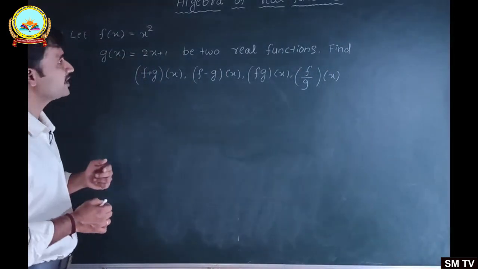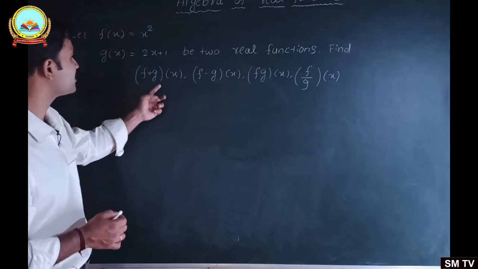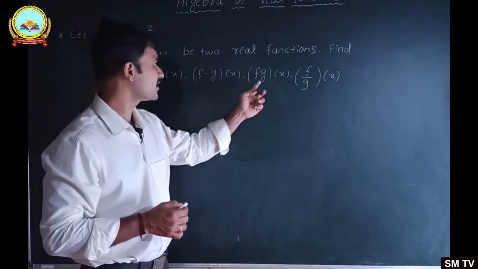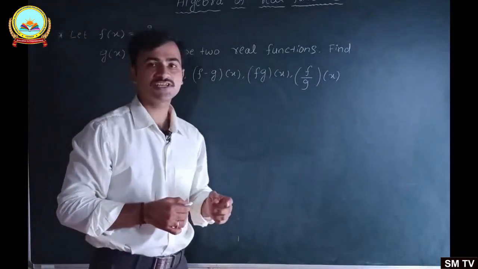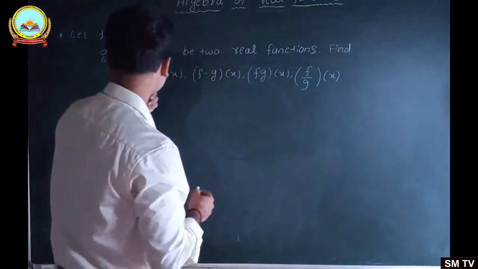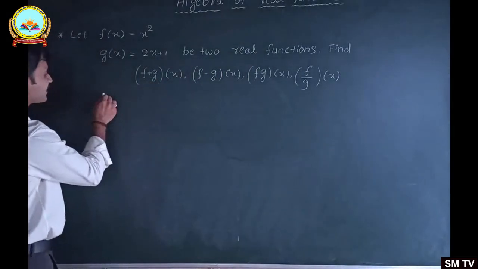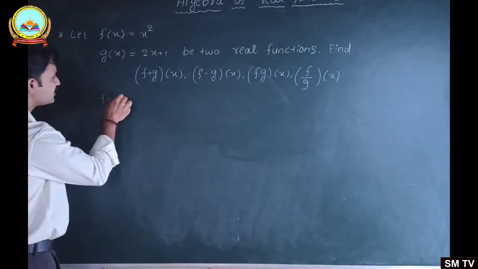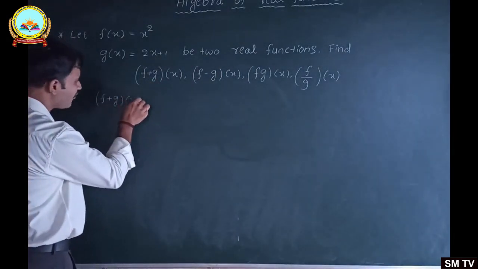So let's discuss a problem on algebra of functions. Let f of x is equal to x square, g of x is equal to 2x plus 1 be two real functions. Find f plus g of x, f minus g of x, f into g of x, f divided by g of x. Already we have discussed the definition of all these operations.